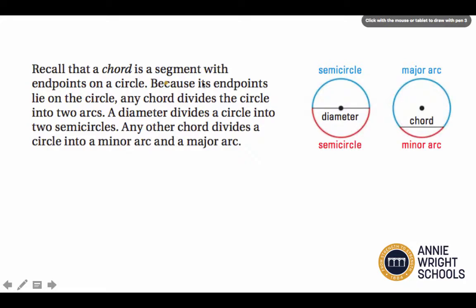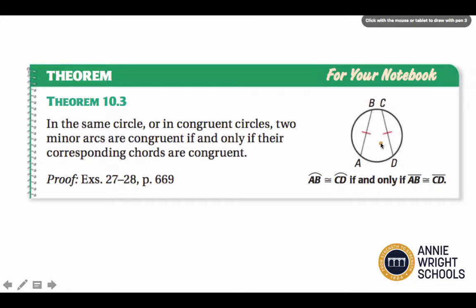So remember that a chord is a segment with endpoints on the circle. When we have a chord in a circle, it divides it into 2 arcs. If that chord is the diameter, we get 2 different semicircles. Any other chord, there's a minor arc and a major arc. If you have 2 congruent chords, then you have 2 congruent arcs. This is an if and only if theorem. So if you know 2 arcs have the same measure, that means they're congruent. If 2 arcs are congruent, then the corresponding chords are congruent. If 2 chords are congruent, then the corresponding arcs are congruent.